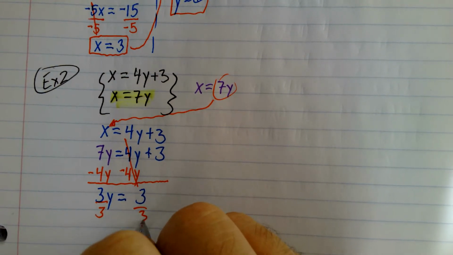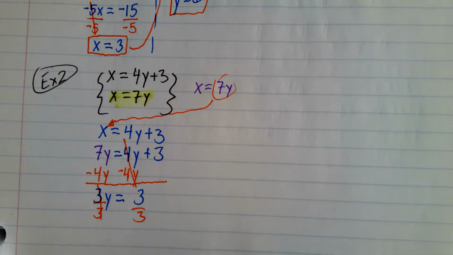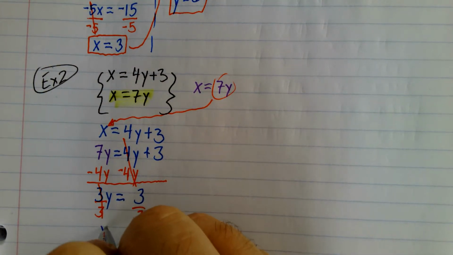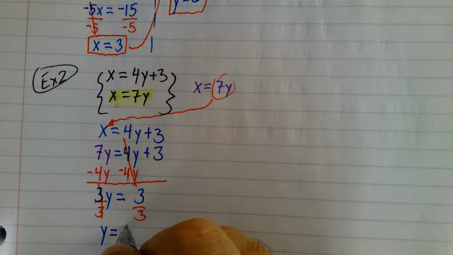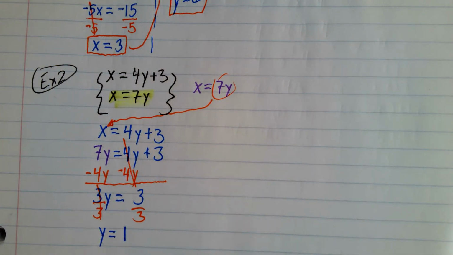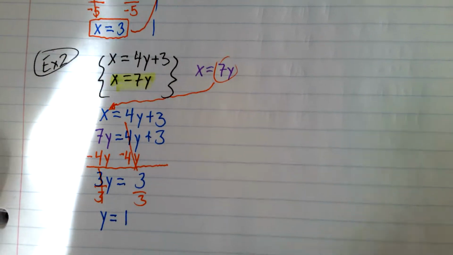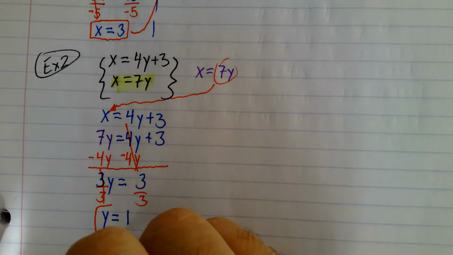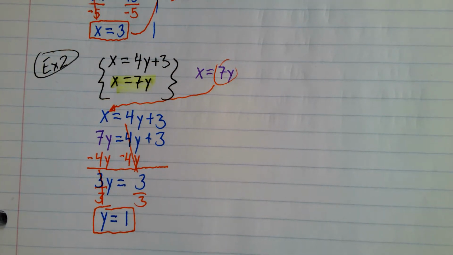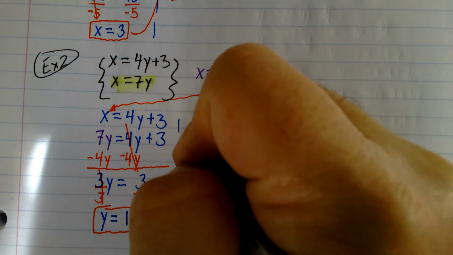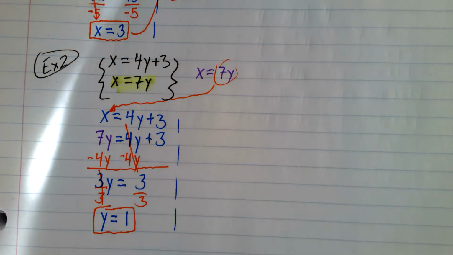Let me divide out by 3. Cancel. And I get y equals 3/3, which is just 1. So I got the value for y this time. I know y equals 1. Okay? So just like that, I got one of the answers. Simple. Okay?